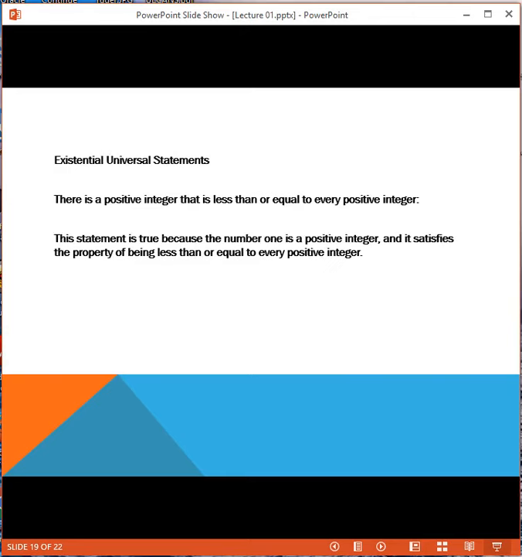Another possible combination from our three fundamental statements are existential universal statements, which are just the reverse of what we just looked at, universal existential. So an existential universal statement is existential because its first part asserts that a certain object exists, and it's universal because its second part says that the object satisfies a certain property for all things of a certain kind.